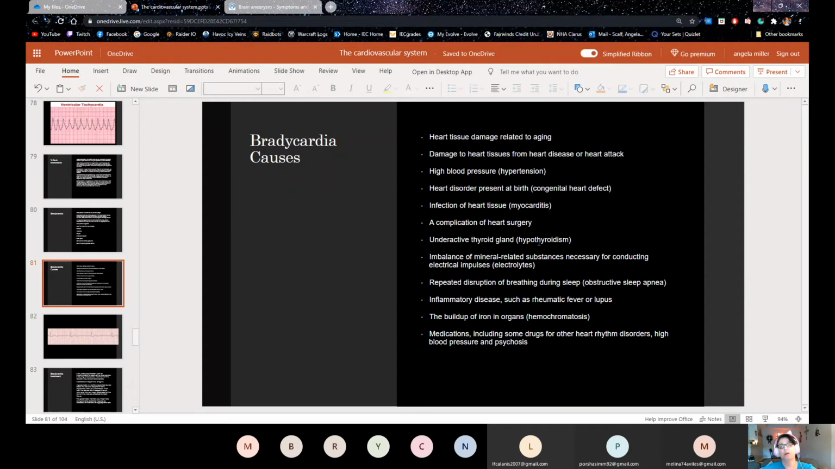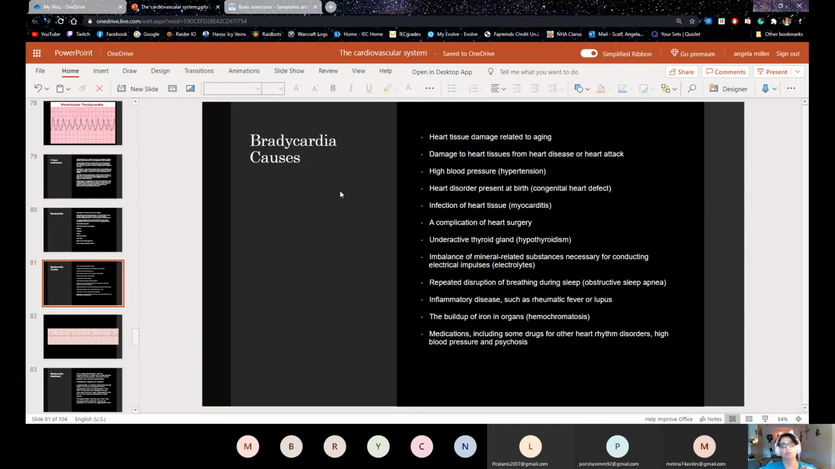Surgery issues. But another really common one that I want you to be aware of, especially in older women, is hypothyroidism. When their thyroid levels are too low, one of the side effects is bradycardia. Okay, and there's a bunch more that we could go through, and you can take a look at this.